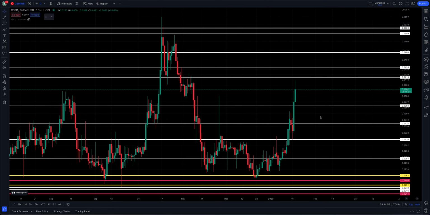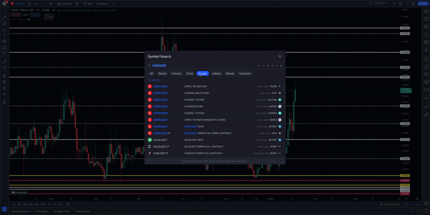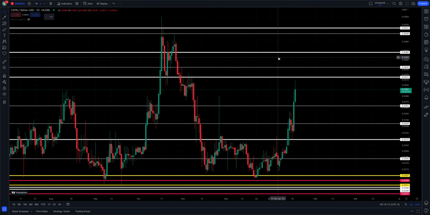We are looking at Casper/Tether. The ticker symbol for this, over in the crypto section of tradingview.com, is CSPR USDT. So this is Casper/Tether USDT. This is a daily chart. Jumping right into it here.